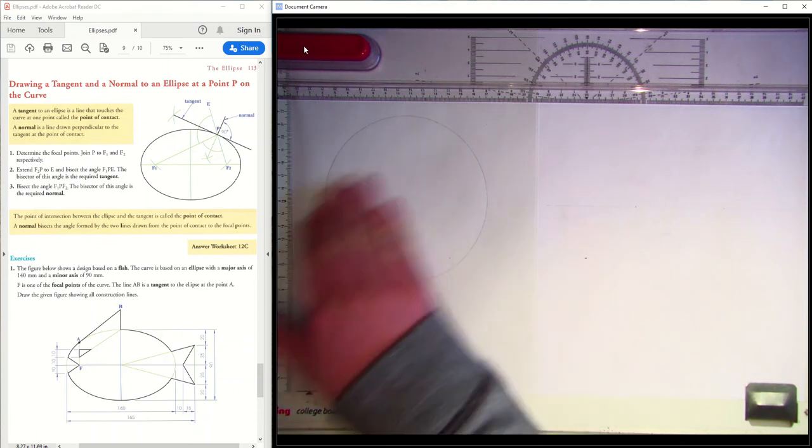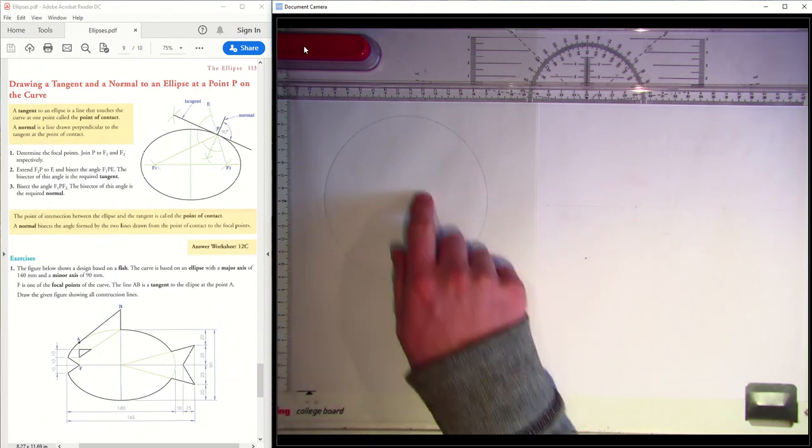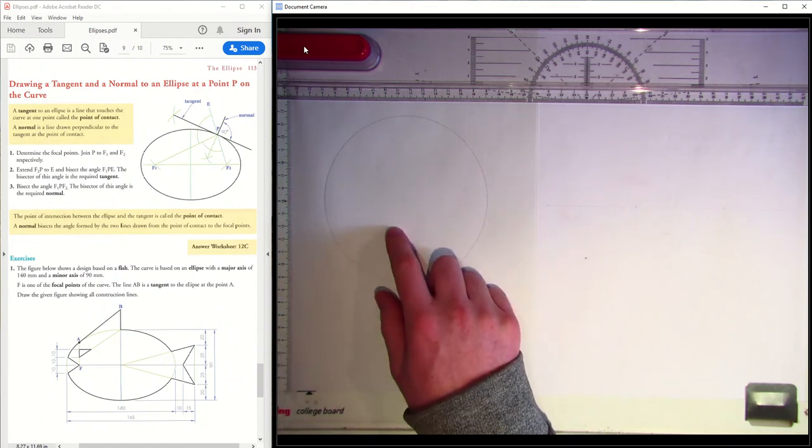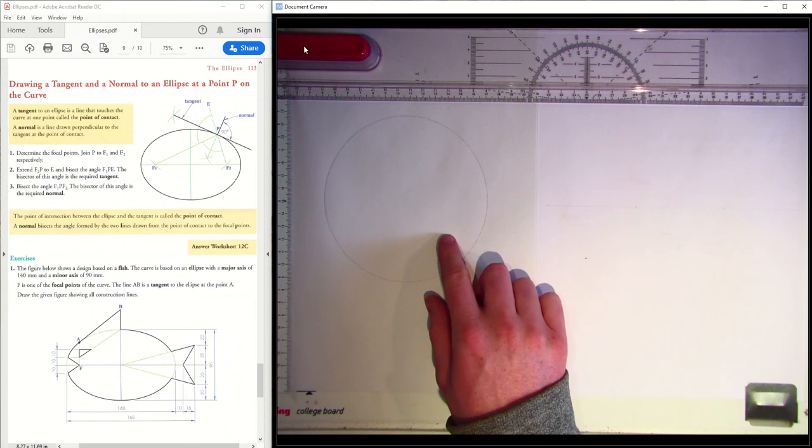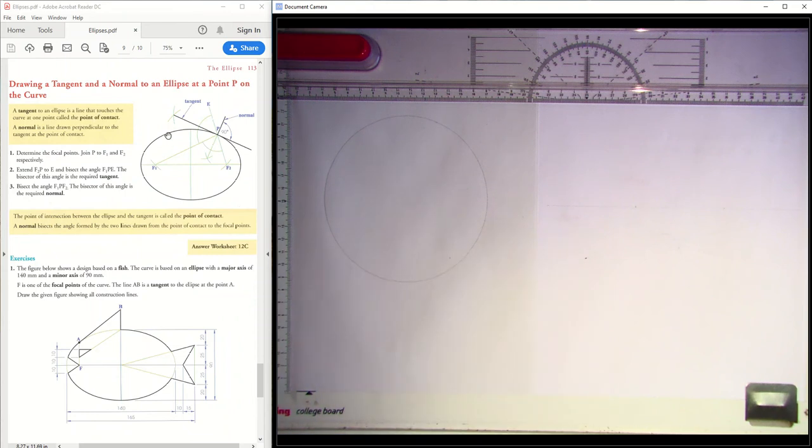So first of all, what is a tangent? A tangent is a line that touches a curved surface at one point only. So we see here in our ellipse example, the tangent line is this line here. The tangent only touches the ellipse at one point, and that particular point is point P.